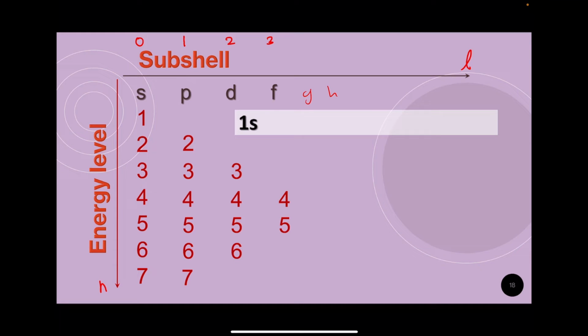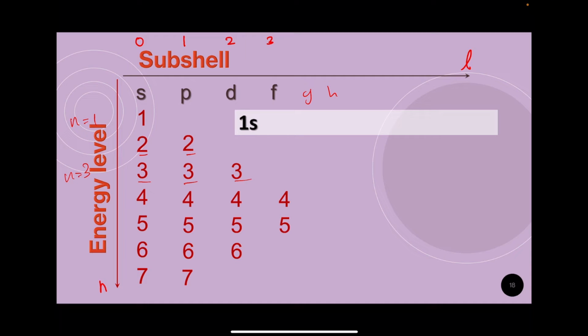For the energy level, when n is equal to 1, it has only one orbital, which is the s orbital. When n is equal to 2, it possesses two orbitals, 2s and 2p. And for n equal to 3, it has three orbitals, 3s, 3p, and 3d.